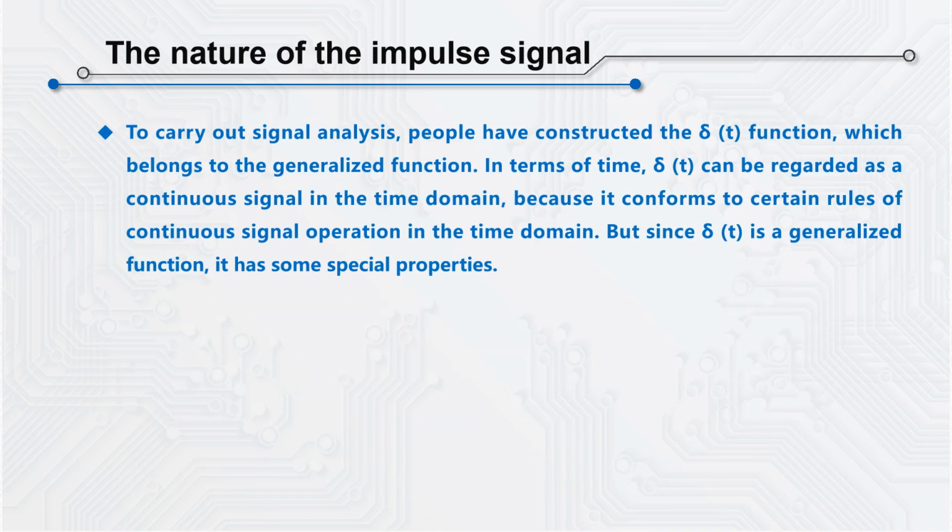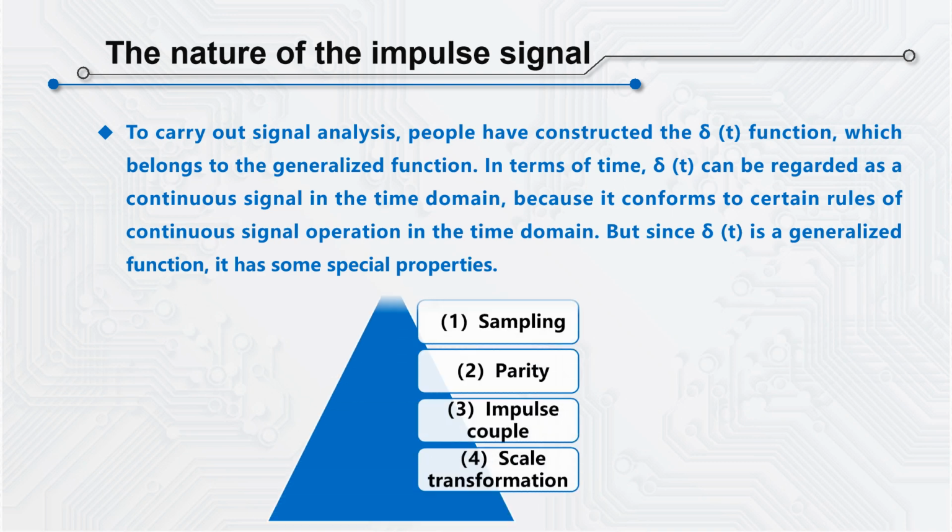In order to carry out signal analysis, people constructed the impulse function, which belongs to the generalized function. In terms of time, delta t can be regarded as a continuous signal in the time domain, because it meets certain rules of continuous signal operation in the time domain. However, because delta t is a generalized function, it also has some special properties. Here, we will discuss sampling, parity, impulse couple, and scale transformation of the impulse function.